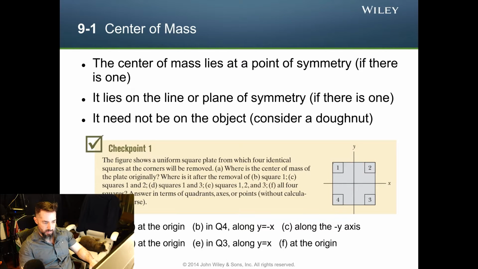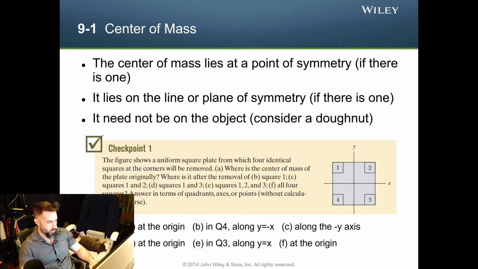So it's a square, it's even on X and Y, and then you have little squares here which represent a portion of the mass, and they're going to remove them one by one to see where the center of mass ends up. So A says, where's the center of mass placed originally? Obviously it's in the center. All things symmetrical, it must be in the middle.